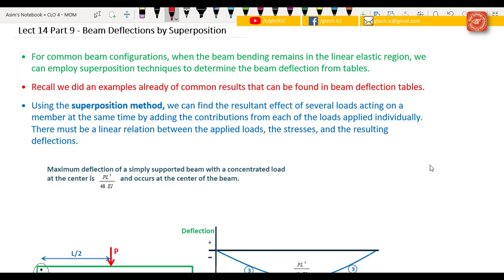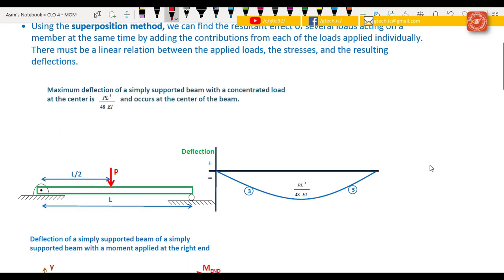So in previous video lectures we calculated the maximum deflection for a simply supported beam when a point load is acting at its center, where the distance from here to this point is L/2. And we know from our previous video lecture that the maximum deflection for a simply supported beam is PL³/48EI, and that occurs at the center of the beam.